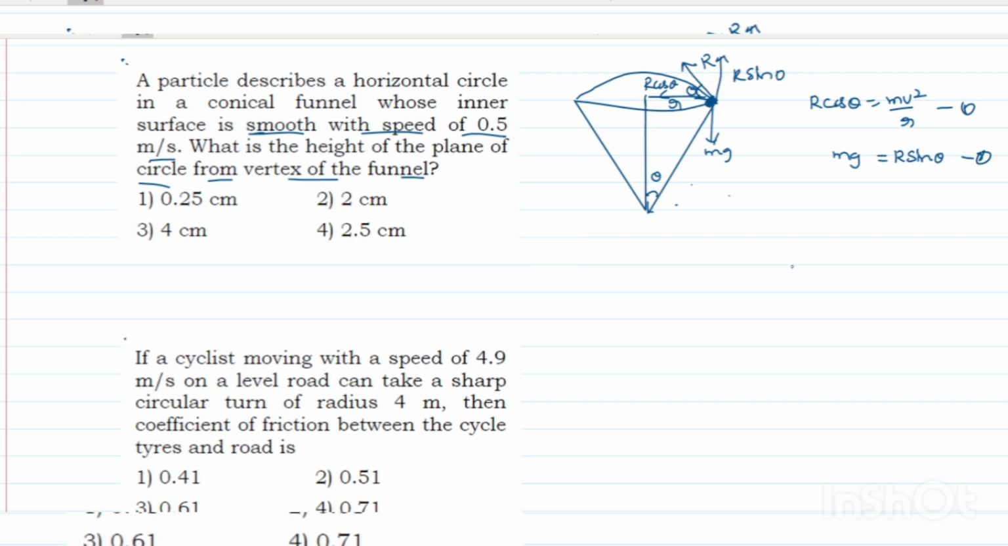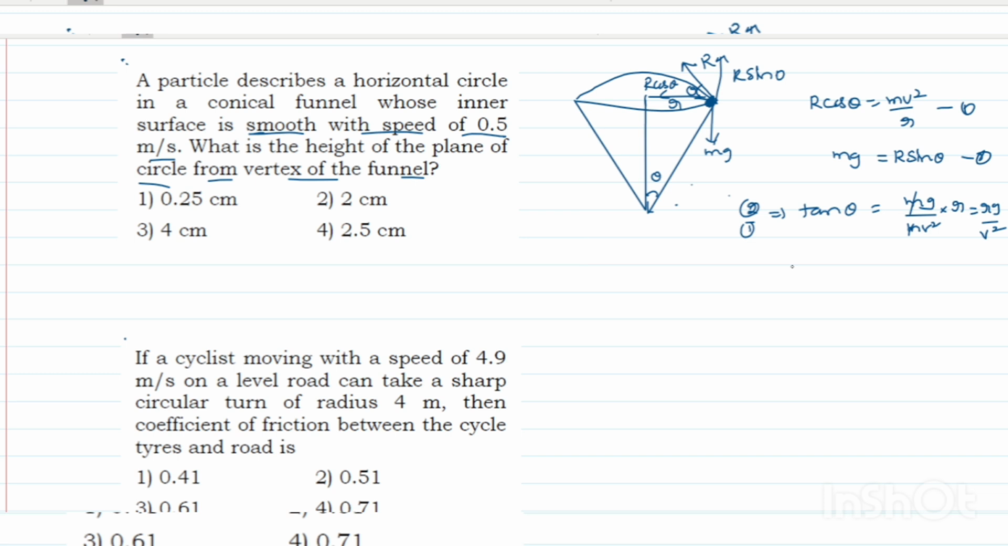If you are simplifying these two conditions, here dividing 2 by 1, we will be getting tan theta equals mg by mv square by r. The mass m gets cancelled, so we get r into g by v square.